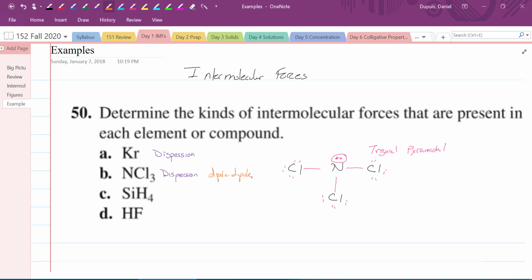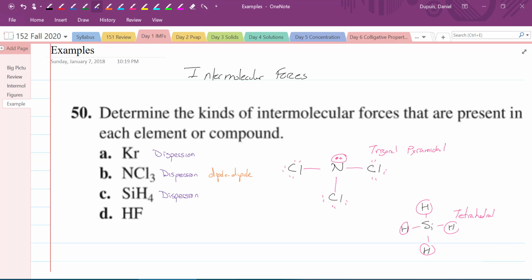Alright, SiH4. Well, of course, it's going to have dispersion. Is it polar? Well, what does it look like? Si, 4 H's. How many electrons do we have? Silicon has 4, and then each hydrogen has 1, so 2, 4, 6, 8. This is tetrahedral, and all 4 exterior atoms are the same. They're all nonpolar bonds, so there's no polarity there. So there's just dispersion.